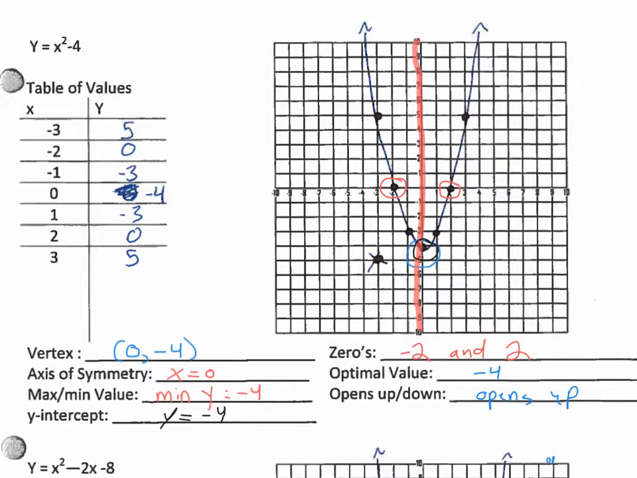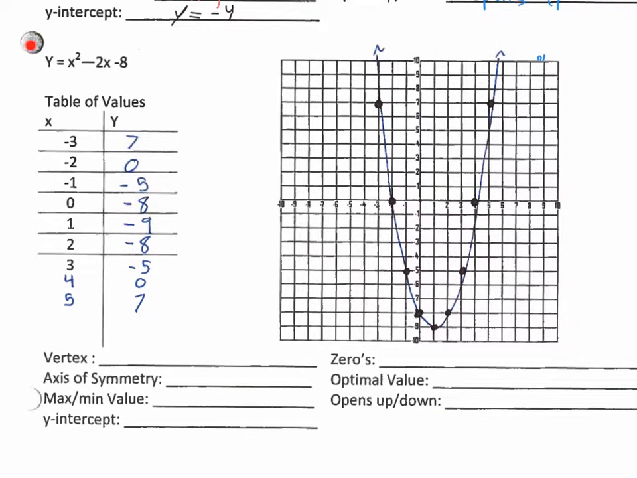Okay, make sure you have this copied down before we do our next example. Hit pause if you need to. At the bottom of the page, we graphed y equals x squared minus 2x minus 8. So we have our parabola graphed over here from a previous lesson. Now we need to look at our features again.